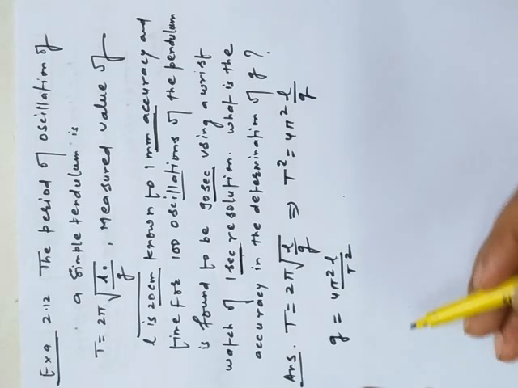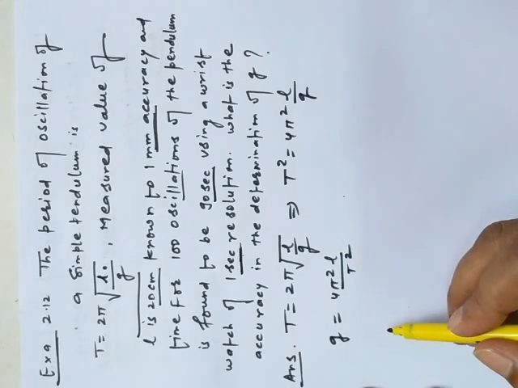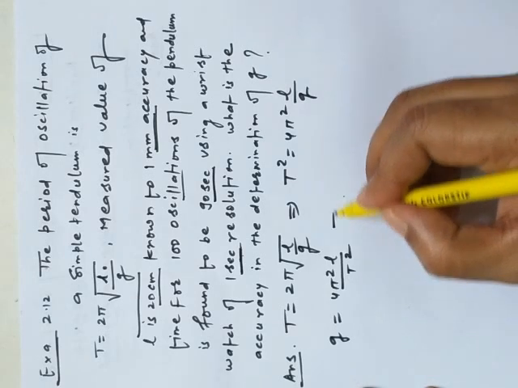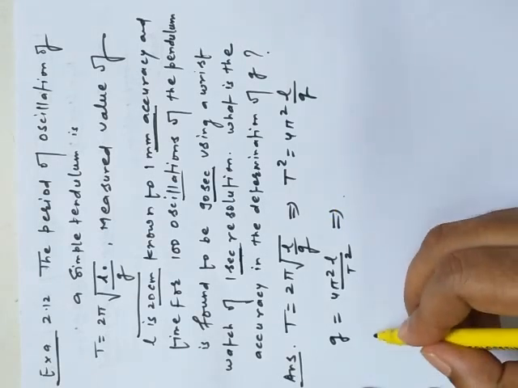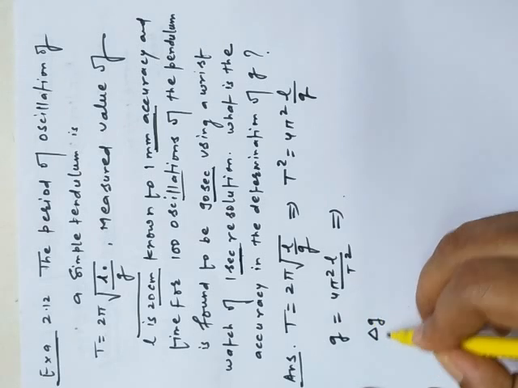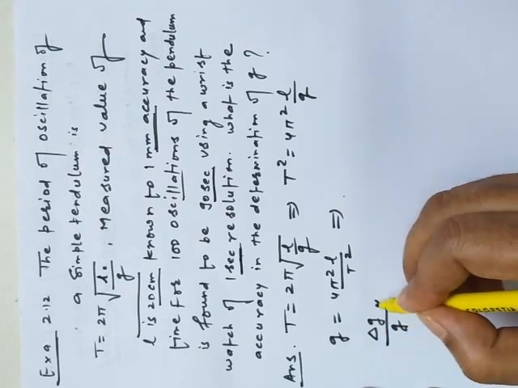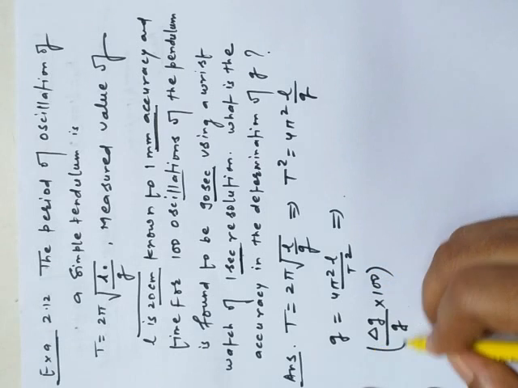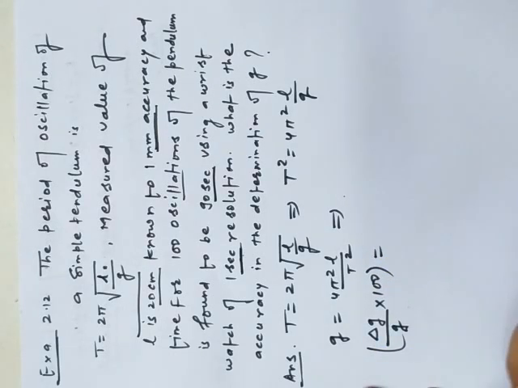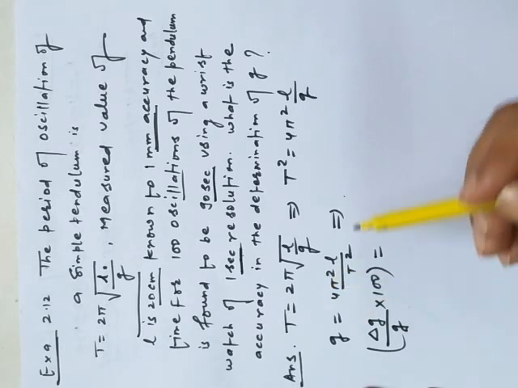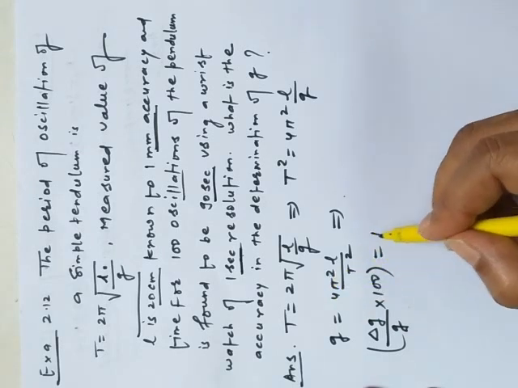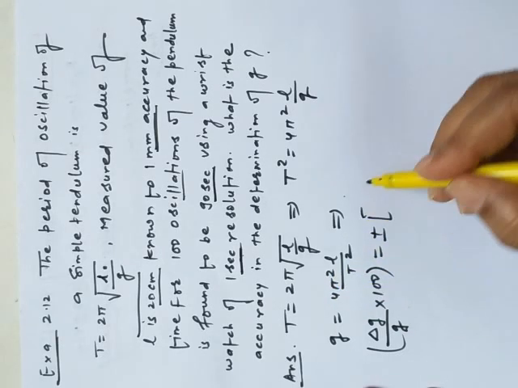So accuracy in the G can be dictated with the help of the percentage error. What is the final notation of the accuracy in the G? That is delta G upon G multiplied by 100, that is called the percentage error. There is no role of the constant in this question, so we are eliminating it, and we are giving proper attention to the L and T square.